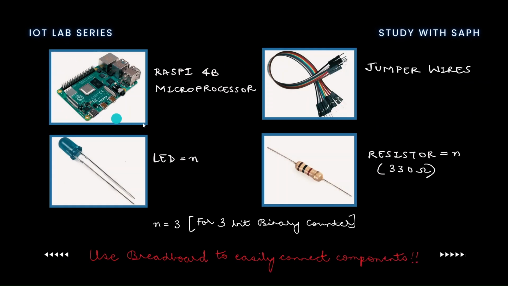First and foremost, we need the microprocessor. In this case, we are using the Raspberry Pi 4B. And then, to indicate the binary count, we are using the LED output device. Whenever an LED is used, we will be using a current limiting resistor. Here the letter N indicates the number of bits of the binary counter. Since we're using a 3-bit binary counter, N will hence be 3.